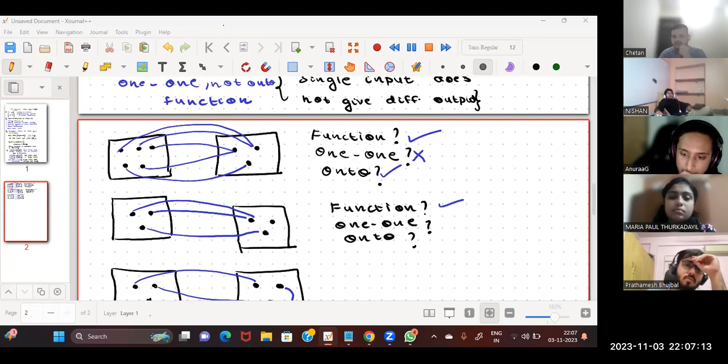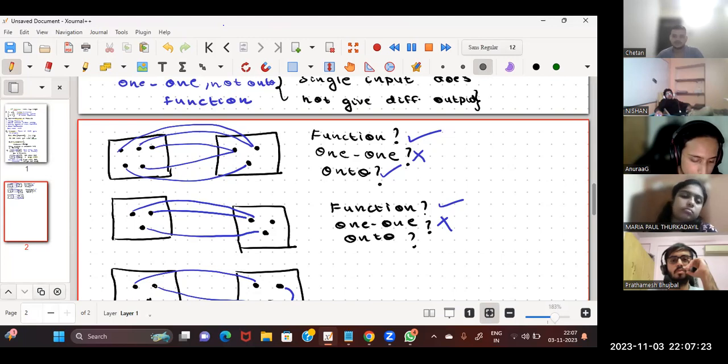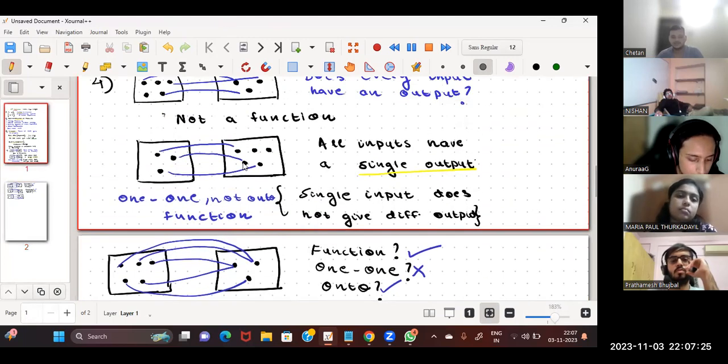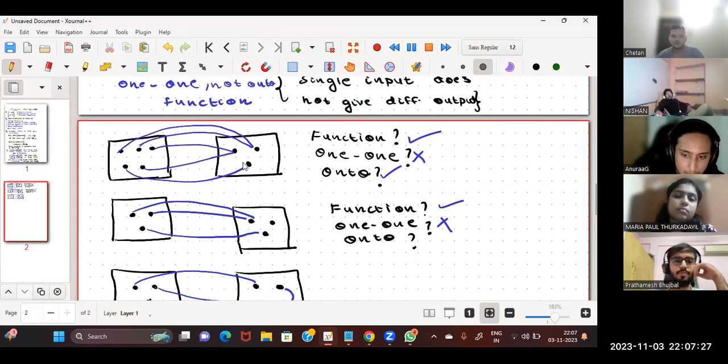Many to one. That is right. So, do you see that there are two inputs in the first box that are mapping to one single output in the second box? So the uniqueness condition fails. So it is not one-to-one. What about onto? Curious, is this onto?